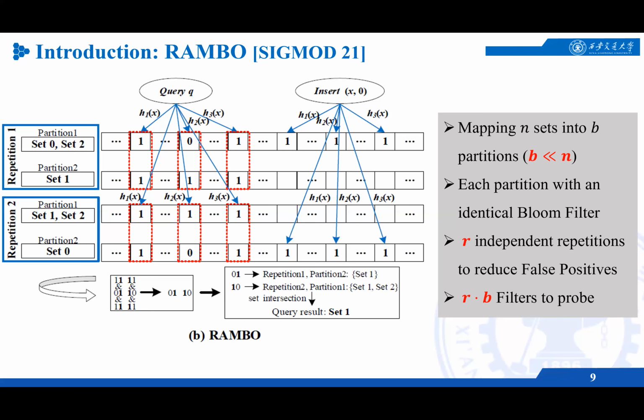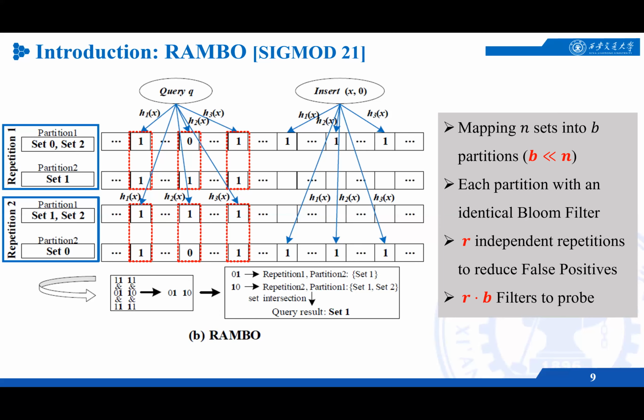To query an element Q, Rainbow queries Q in 2 Bloom filters and returns partition 2 since it reports the existence of Q. Then sets mapped into partition 2 are reported as the membership set of Q. To further reduce false positives, another repetition is used, and we take the intersection of results reported by each repetition to get the final membership set.